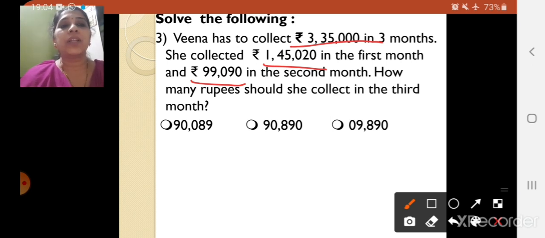So what we will do? First we will add the first month amount and the second month amount, right? So that when we get that, we are going to subtract it from 3,35,000. So we will get the amount of the third month. So let's carry out addition first. So before that we'll arrange the numbers.